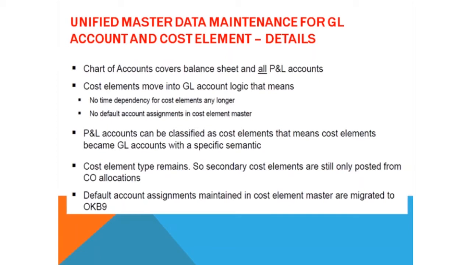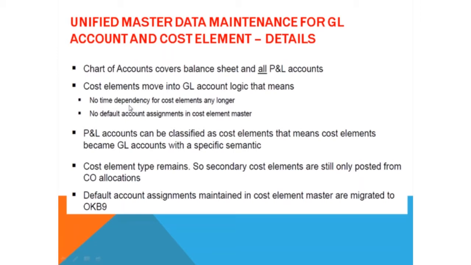And then there is unified master data maintenance for general ledger account and cost element details. Those who already know general ledger know that we have a cost element, and we map our P&L account to the cost element. In cost element, we again have primary cost element and secondary cost element. Now over here everything is unified at the chart of accounts level. So cost element moves into general ledger account logic.